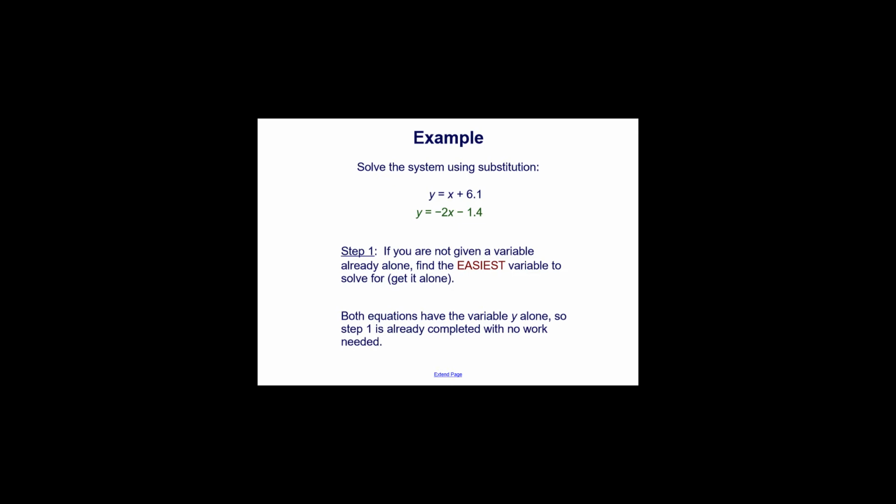So the directions read to solve the system using substitution. The first step when using substitution is that if you are not given a variable already alone, we want to find the easiest variable to solve for in one of the equations, meaning get a variable alone in one of our equations. If we look at our system here, both equations actually have the variable y alone. So step number 1 is already completed for this system with no work needed. We have the variable y alone in both equations.